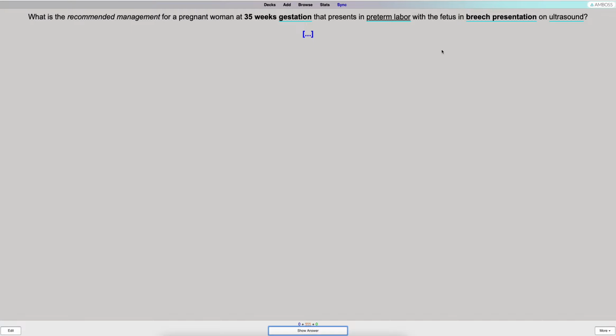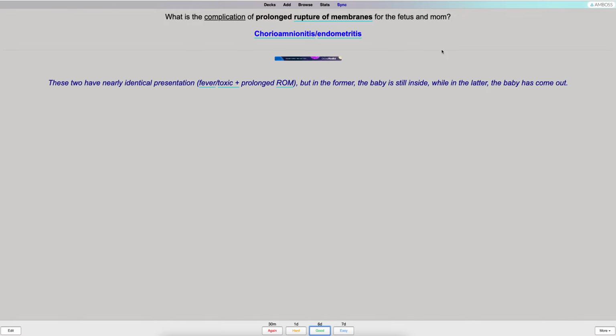Management for a pregnant woman at 35 weeks gestation versus preterm labor, and a breech presentation warrants a C-section. A complication of prolonged rupture of membranes is chorioamnionitis and endometritis.